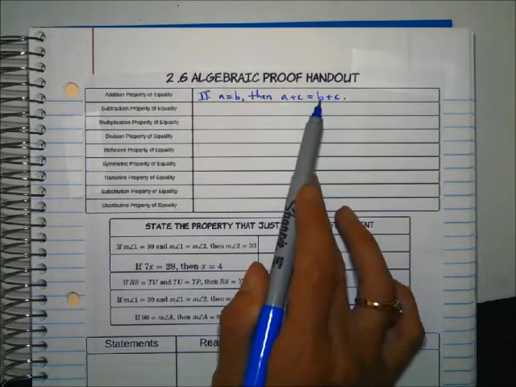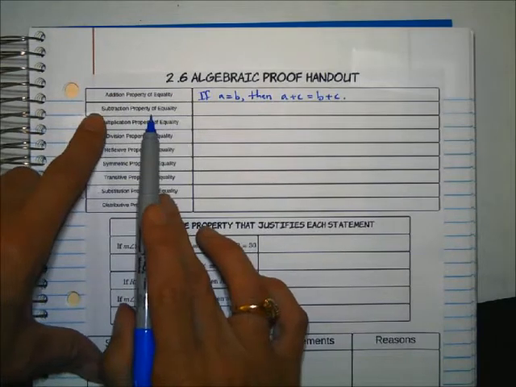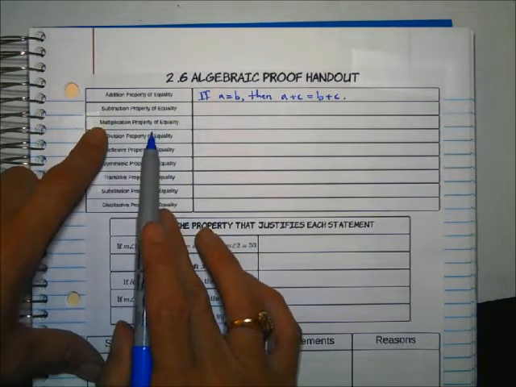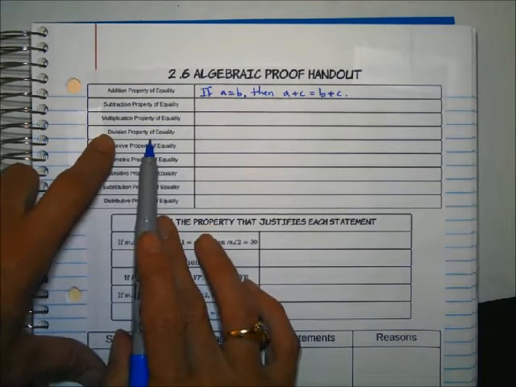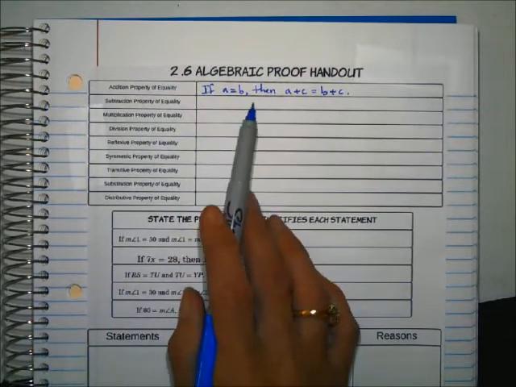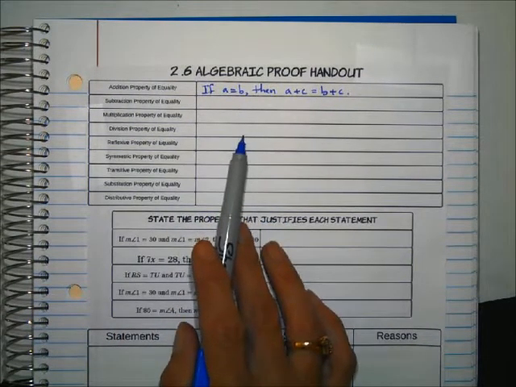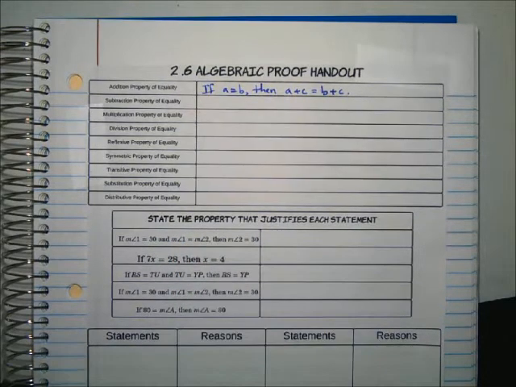Of course, that works for the subtraction property of equality. We can subtract the same thing from both sides. We can multiply the same thing on both sides, and we can divide by the same thing on both sides. So I'm going to pause the video real quick, and I'm going to fill all of that in up through division, and then come back, and you may have to pause it also, and that way you can get it all filled in.